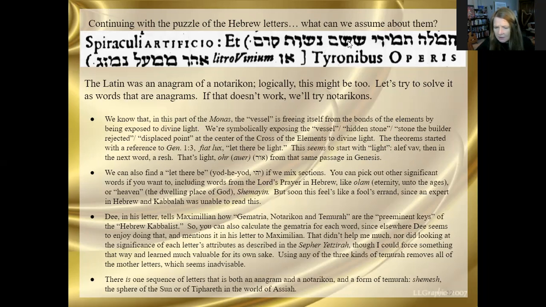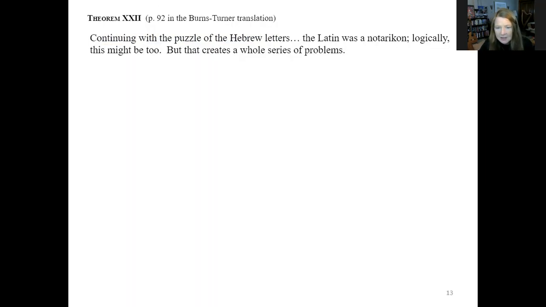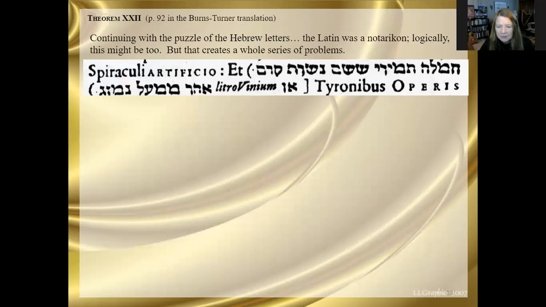But anyway, right here, just as an anagram, we'll look at it. Sheen, Sheen, Mem. Shift it around and make it Sheen, Mem, Sheen, and you have Shemesh, which is the name of Tiphereth in the world of Assiah, or the sphere of the sun in the world of Assiah. So that's pretty cool, but it's like trying to read light there. There's nothing else that comes with that.